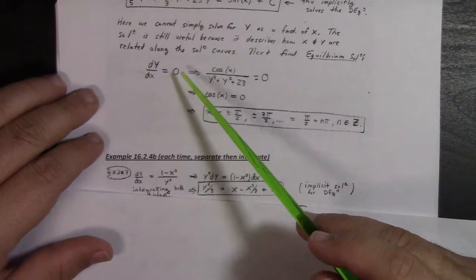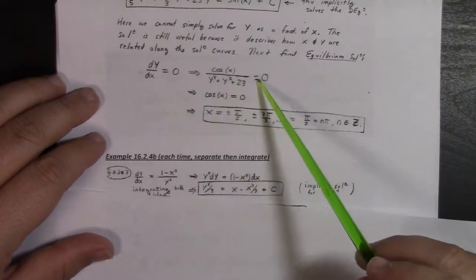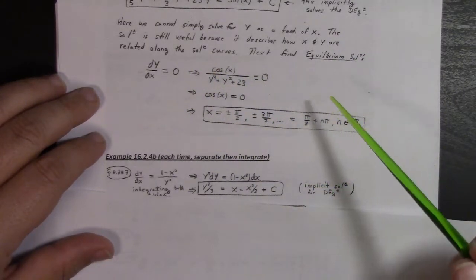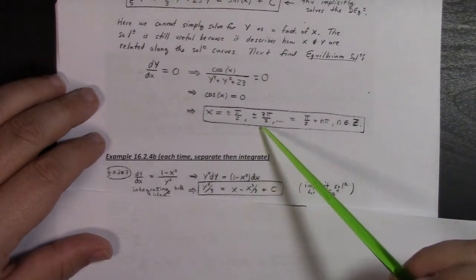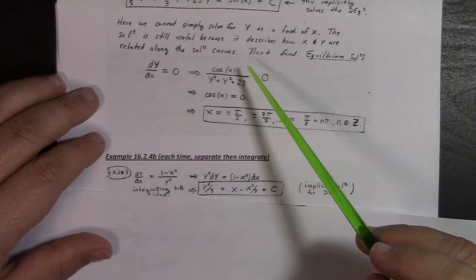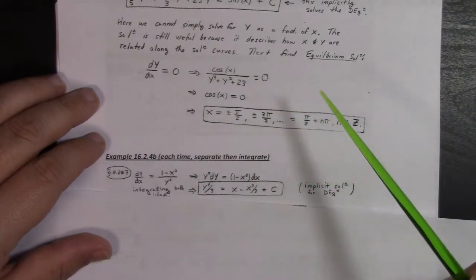Now, equilibrium solutions for this problem. We're looking for dy dx equal to 0, but also 0 is equal to cosine of x over that. So apparently my equilibrium solutions are going to be plus or minus pi over 2, 3 pi over 2, and so forth, because that'll make this quotient be 0. All right.